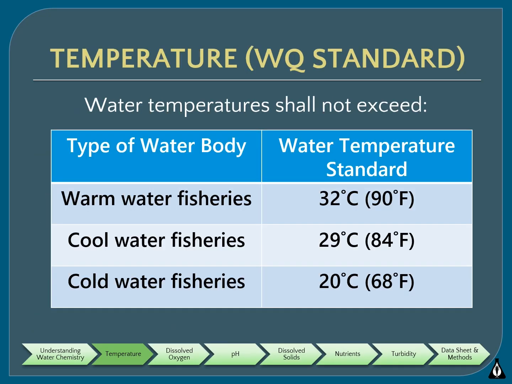Our water quality standards for temperature are based on organisms that can stand these different ranges of temperatures. Warm water fisheries is our general aquatic life water quality standard, and that's about 32 degrees Celsius or 90 degrees Fahrenheit. Cool water fisheries are a little bit cooler, and they support aquatic life like smallmouth bass and rock bass. And then cold water fisheries are even cooler, so about 68 degrees Fahrenheit, and they're meant to support organisms like trout and hellbenders.